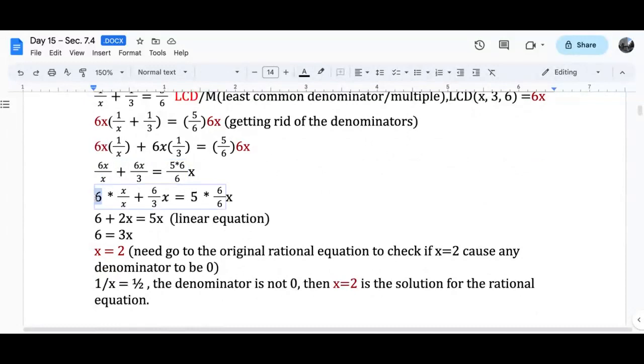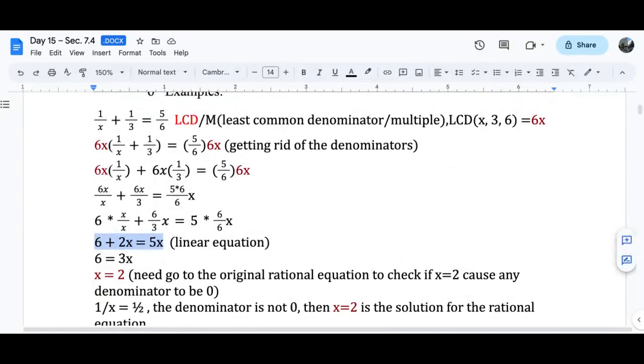So then we simplify. 6x divided by x, that's 6 times x over x, but x over x is 1, so that's 6. Then 6x divided by 3, that's 6 divided by 3, which is 2x. 5 times 6 over 6, that's just 5x. So this simplifies to 6 plus 2x equals 5x. That is the beauty of having the least common denominator to solve rational equations.